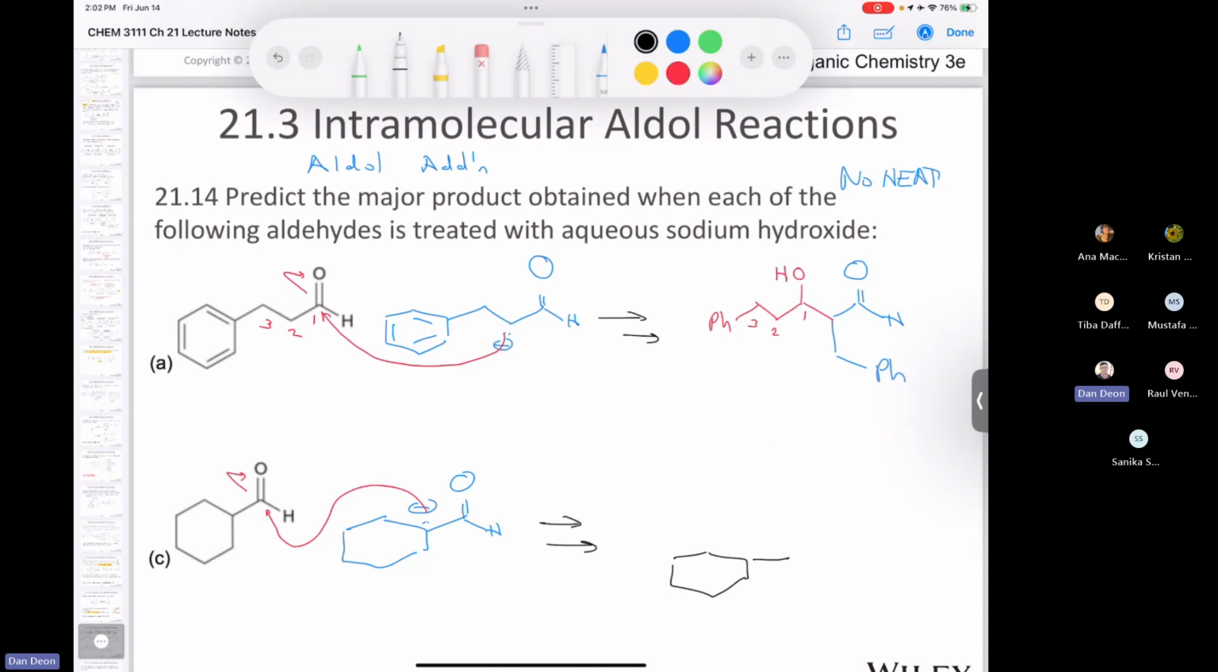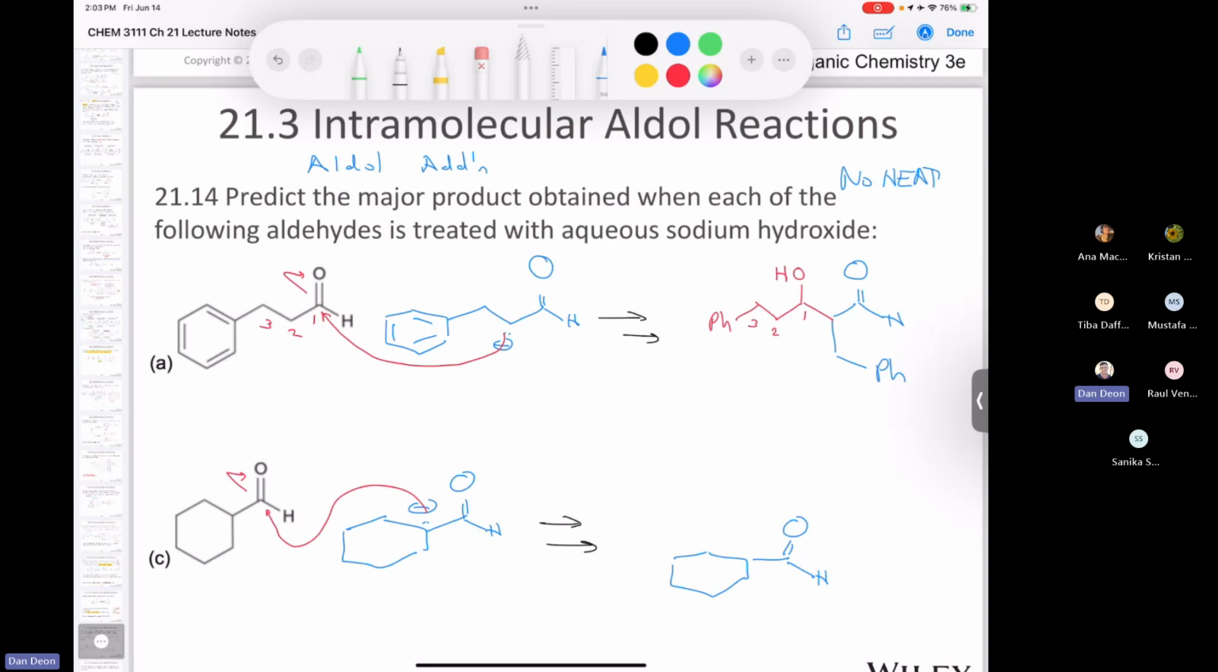So we end up with our carbonyl here, like that. Then we're going to have, maybe I should have put this in blue, because this comes from the enolate.